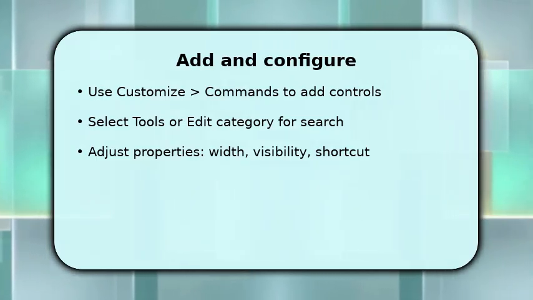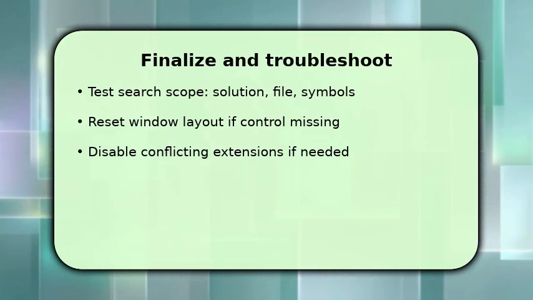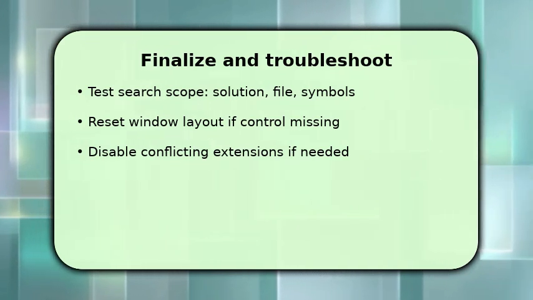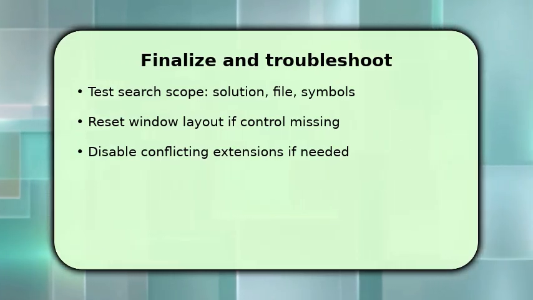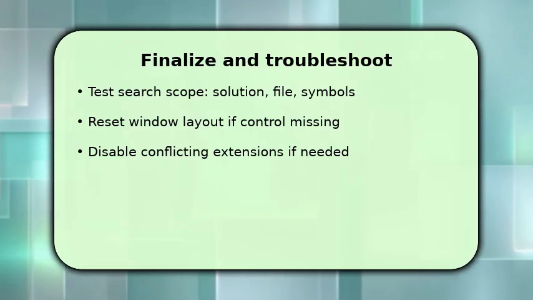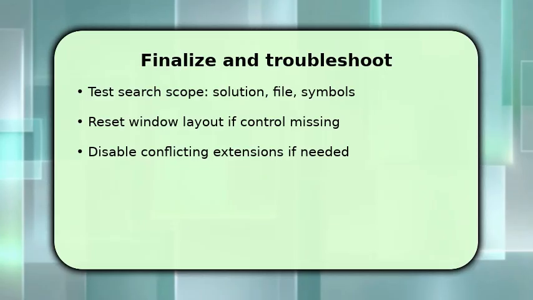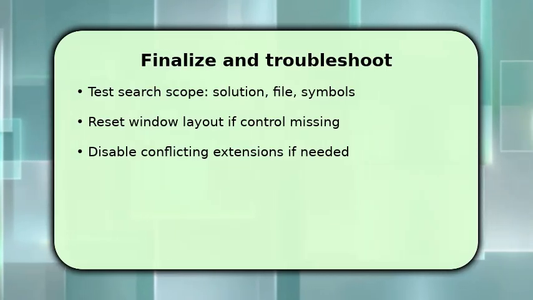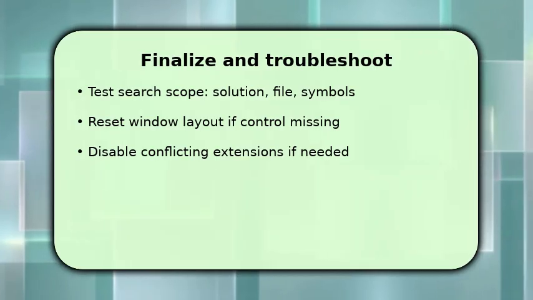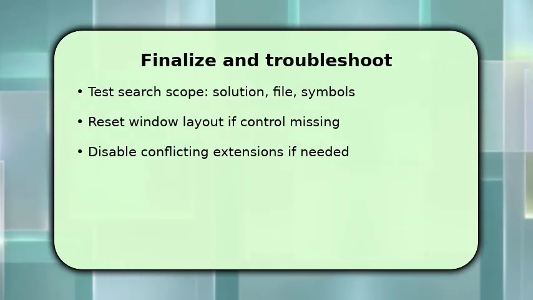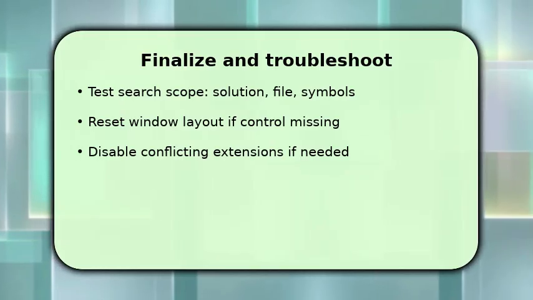Search in the solution, current file, and symbol index to verify the bar works as expected. If the control disappears, reset the window layout from Window, Reset Window Layout, then re-add the control. This fixes most layout corruption problems. If searches return no results, disable extensions that override search or rebuild your solution index. One key troubleshooting tip: restart Visual Studio after changes to ensure new shortcuts and toolbar items register correctly.